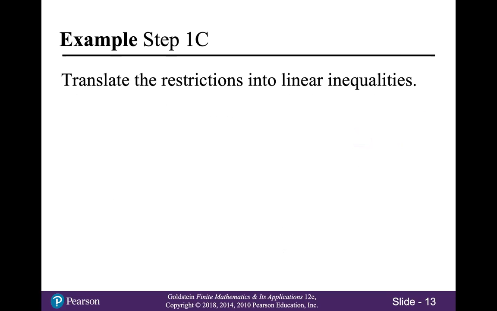And now we'll translate our restrictions into linear inequalities. So the first one will represent protein. We need at least 90 grams of protein per day. So that turns into 15X plus 22.5Y is greater than or equal to 90. Notice in this problem, it's greater than or equal to 90. It's okay if you get more protein than what's required. You just can't have less.